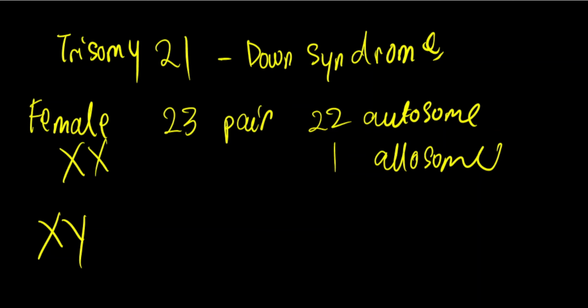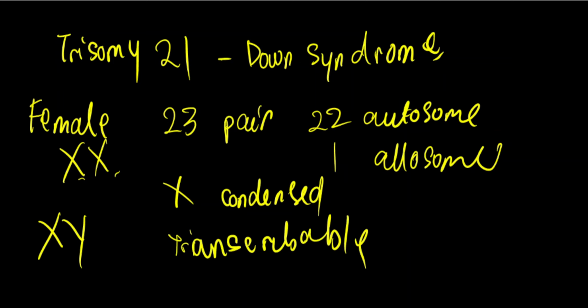Now, this is kind of like a rule, and the rule is that when more than one X chromosome is present in a particular cell, like in females we have the XX, one of the X chromosomes would be condensed and the other would be extended, meaning it would be transcribable. So in other words, one of the X would be expressed and the other would remain dormant. This is when we have two X's, like in females, XX.